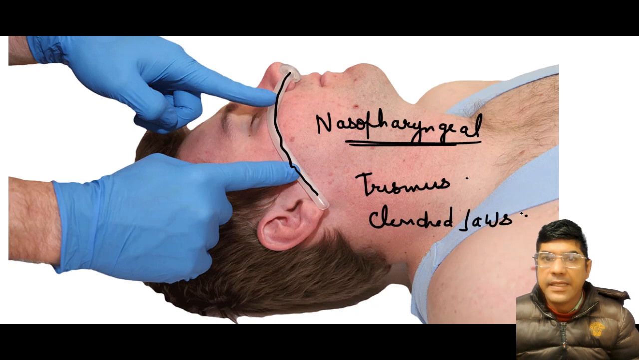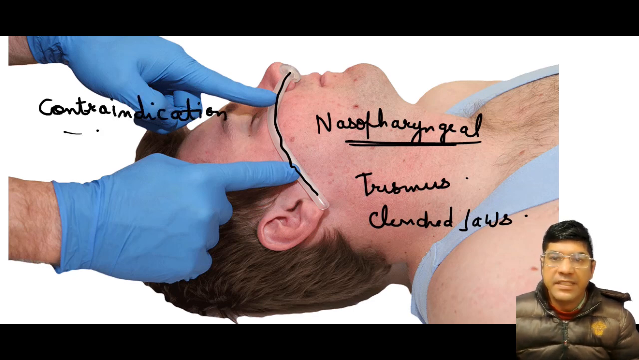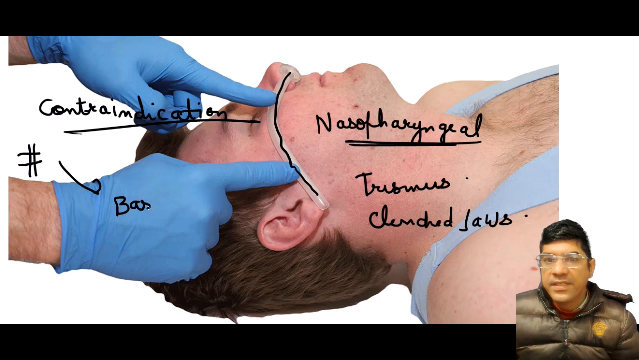Now, what is the contraindication of this nasopharyngeal airway? It is contraindicated when there is evidence of fracture at the base of skull. Inserting a nasopharyngeal airway into the nasal passage involves navigation of the tube along the nasal cavity and reaching the nasopharynx, which is close to the base of skull.